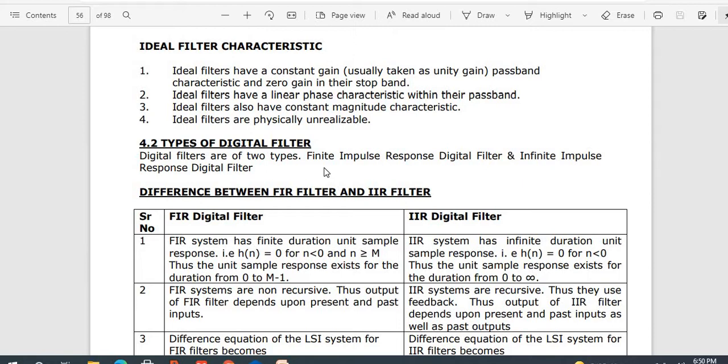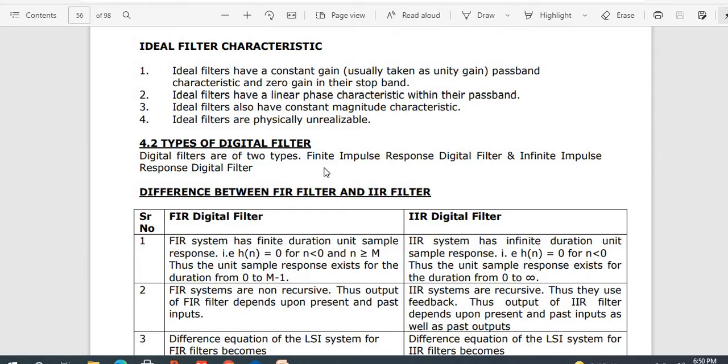Whereas the second point, ideal filters have a linear phase characteristic. That means there should not be a fluctuation in the response. It should be constant and it needs to be linear. If you are getting that, then we can say it has a specific linear phase characteristic within the pass band. Third point, students, ideal filters also have constant magnitude characteristics. If you talk about their characteristic response, that needs to be ideal.